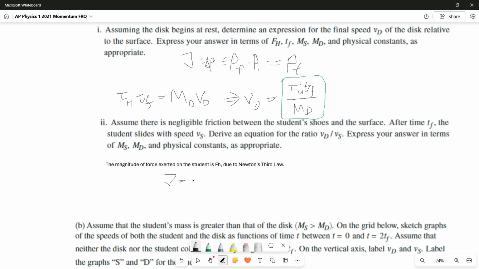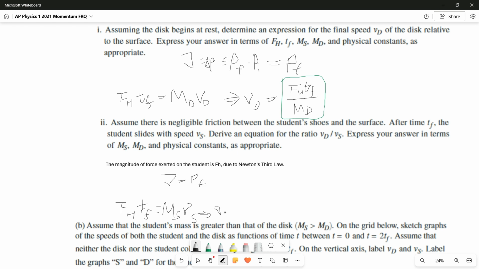So we write that the impulse is equal to PF, and we could write that the force exerted on the student because of a pole colliding with a disk over the time interval TF minus 0 is equal to the mass of the student multiplied by the velocity of the student.